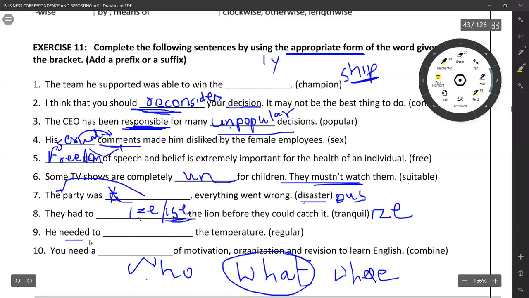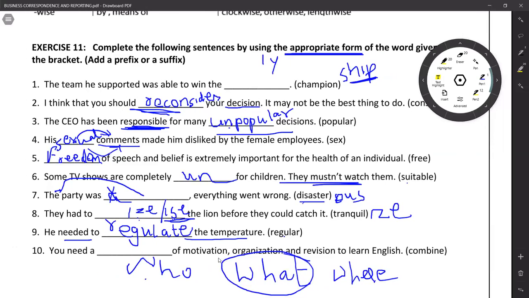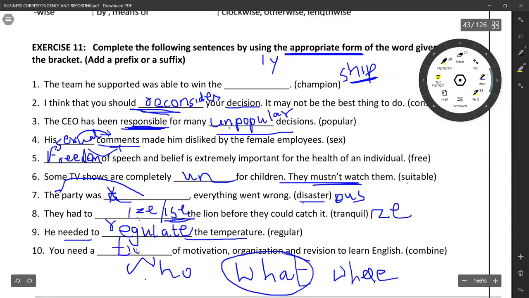Okay. He needed to dash the temperature. He needed to control the temperature. What is a synonym for control? He needed to regulate the temperature. Correct. He needed to monitor, control, regulate the temperature. Please regulate the speed of the fan. Okay. You need a dash of motivation, organization, and revision. You need a combination of. Very good. You need a combination of.